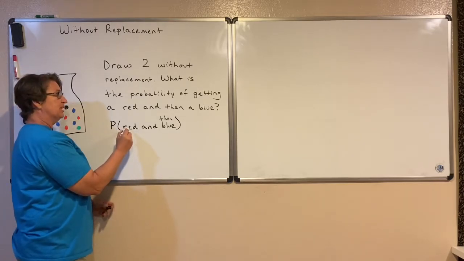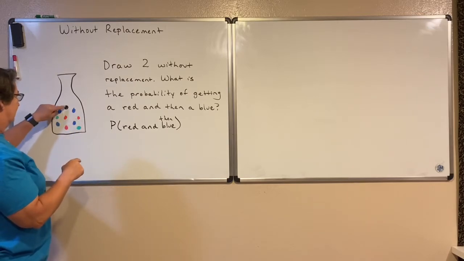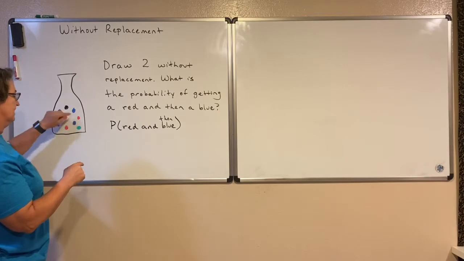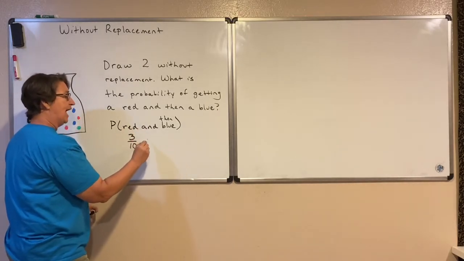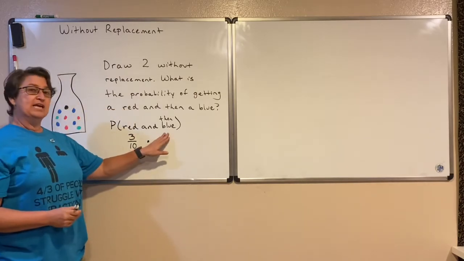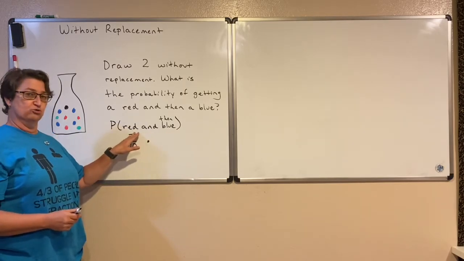So the probability of red is, well, there are 3 reds out of the total of 1, 2, 3, 4, 5, 6, 7, 8, 9, 10. So it's 3 out of 10. And I'm going to multiply. But this second one is conditional on the first one being chosen.